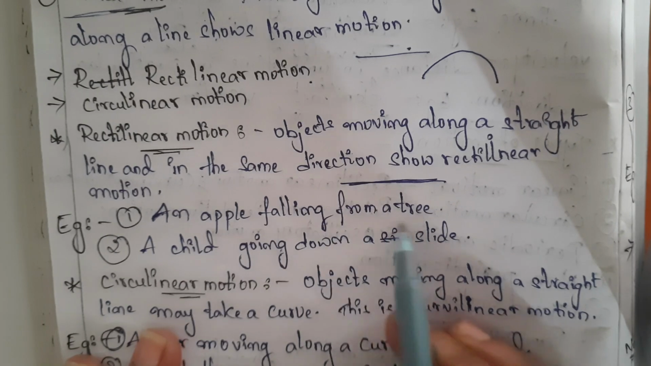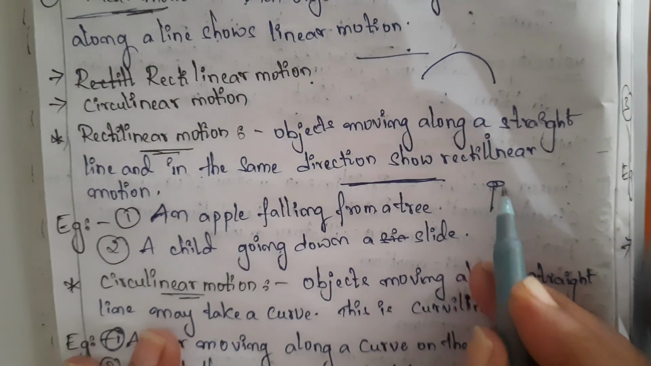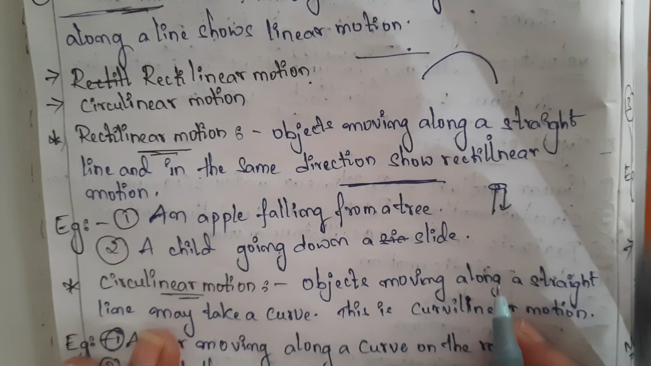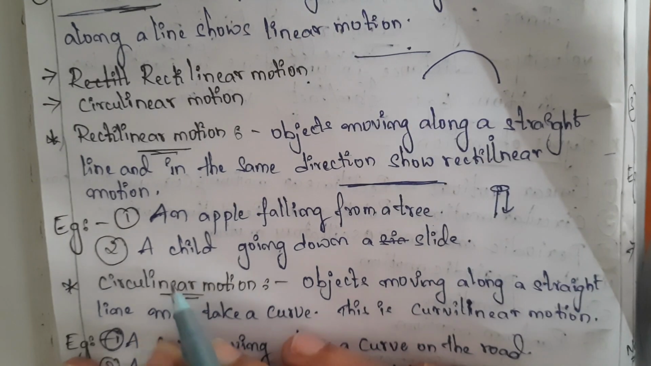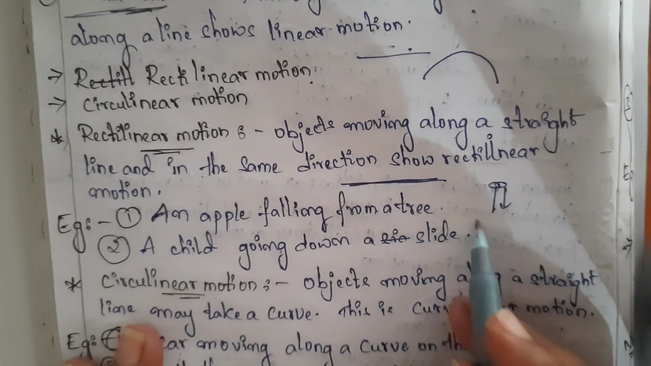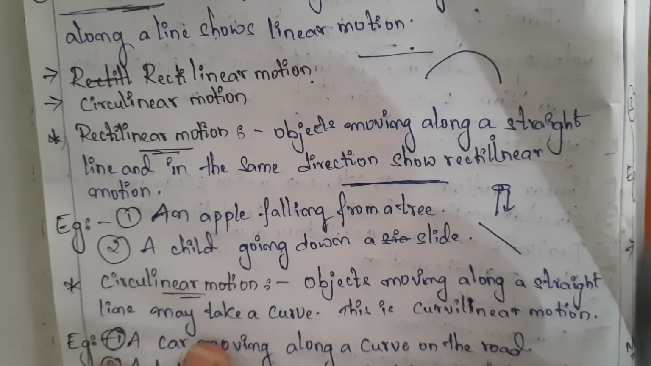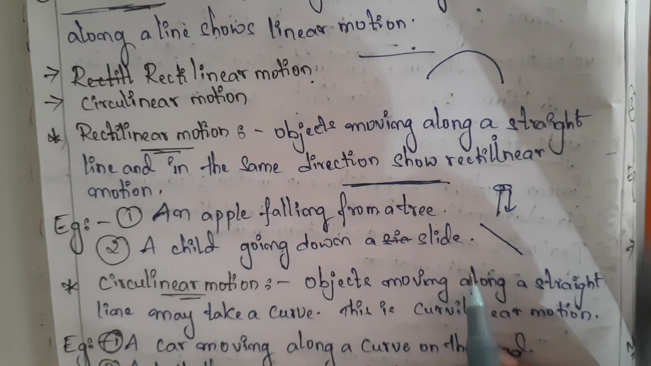Example, an apple falling from the tree. Suppose an apple is falling, so it will fall down. So this is a rectilinear motion. Or a child goes down the slide. So the child is going down the slide. All these are examples of rectilinear motion.